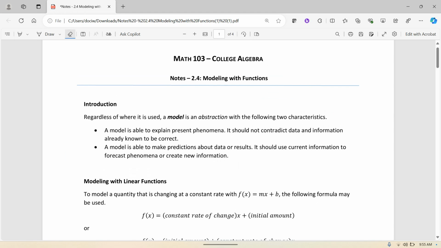Basically, what it means in mathematics when we call something a model is that we're going to write an equation to represent what's been happening, and then we can use that equation to predict what will happen in the future.